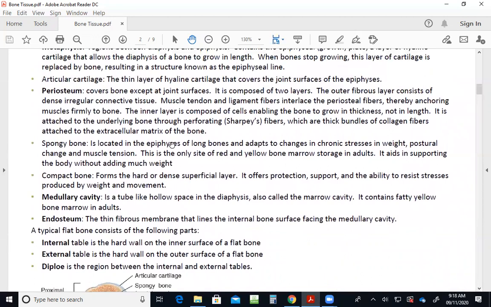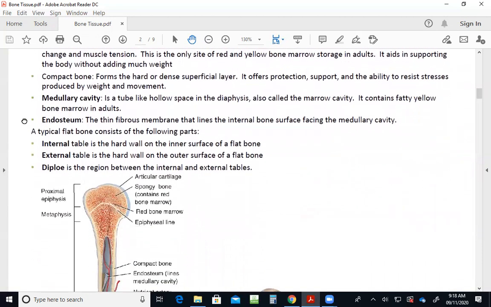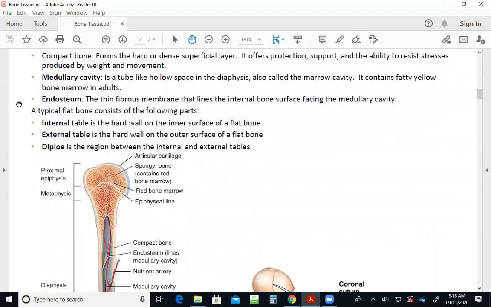So spongy bone located in epiphyses of the long bones, adapts to changes in chronic stresses and weight, postural change, and muscle tension. And this is where we find red bone marrow predominantly, but we also find yellow bone marrow being stored. The spongy bone does help support body weight without adding much overall physical weight. Okay. Compact bone forms the hard or dense superficial layer, which offers protection, support, and the ability to resist stresses produced by weight and movement.